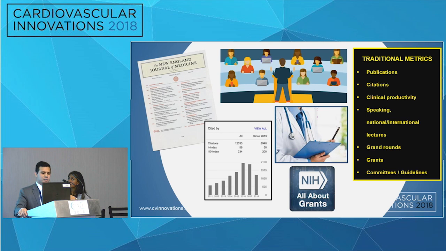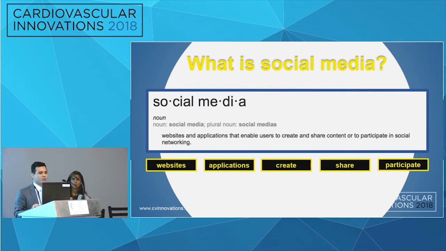Let's say you're a great researcher and writing a lot. People will look at the number of publications and citations. Let's say you're educating at your institution, but also nationally and internationally. People would look at the number of speaking invitations, lectures, and grand rounds, and for research, they will look at grants or committees. So these are the traditional metrics. Now in 2018, as Chadi and Sheila have introduced the topic, there are a number of other ways that all these things are happening through social media.